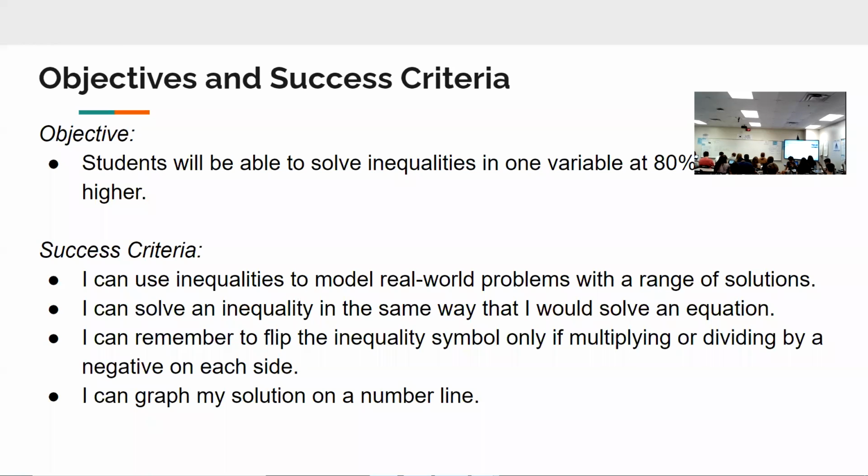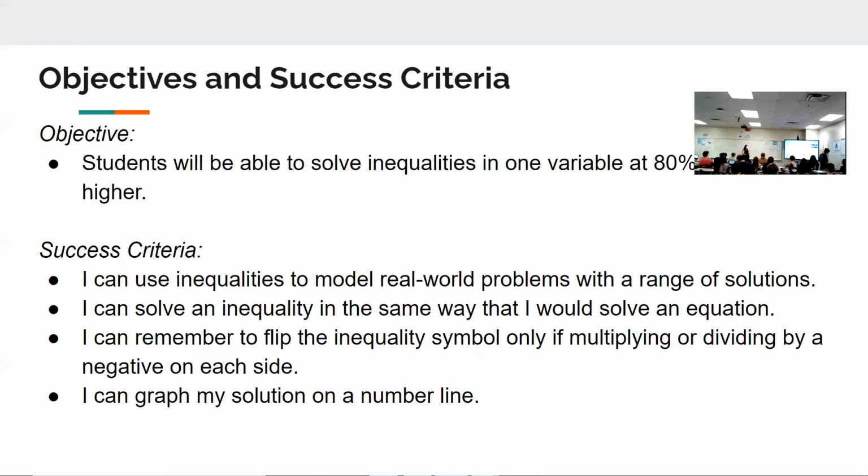Right, so the objective is being able to solve inequalities with one variable. Use that success criteria as your study guide. You are supposed to have an exit ticket at the end of class today, but I decided to be nice and move it to tomorrow morning. So tomorrow morning, you will have an entrance ticket on what we are learning today and also yesterday. Use the success criteria as your study guide.